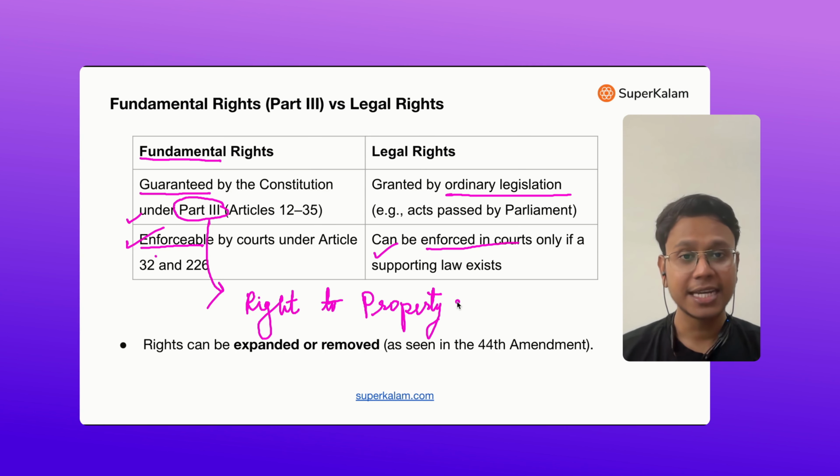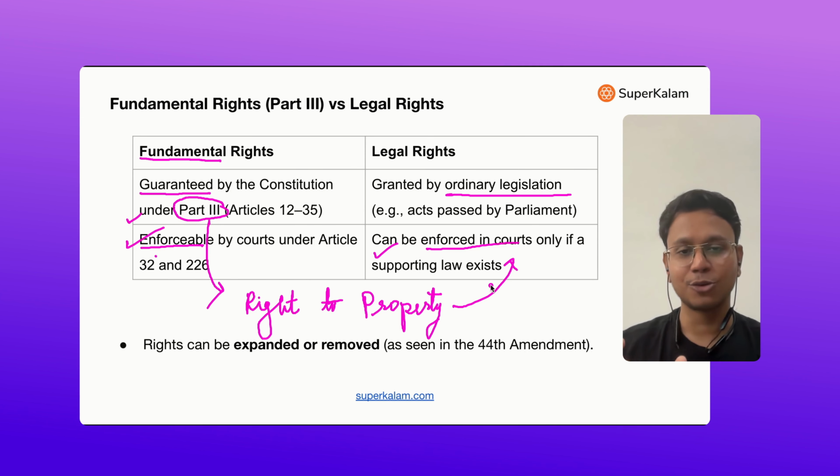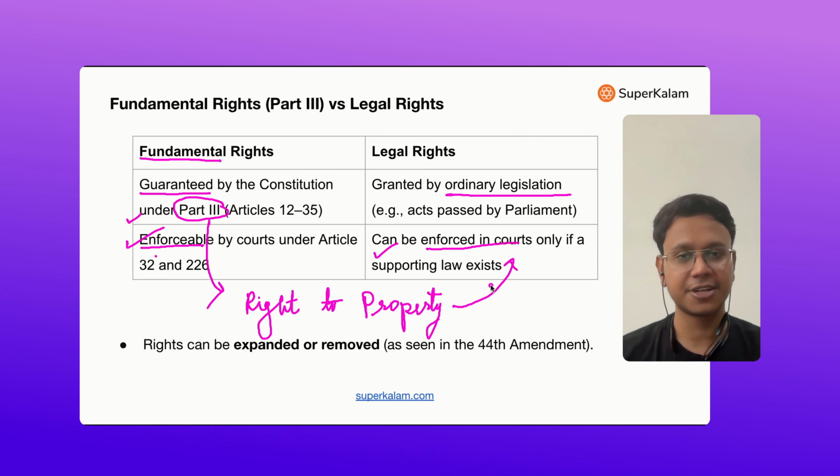But right to property is now a legal right. It is moved to another part of the constitution. So this is a very, very crucial, very important right which comes under legal right but not under fundamental right. So this is one aspect of it. This is the difference between fundamental and legal rights.